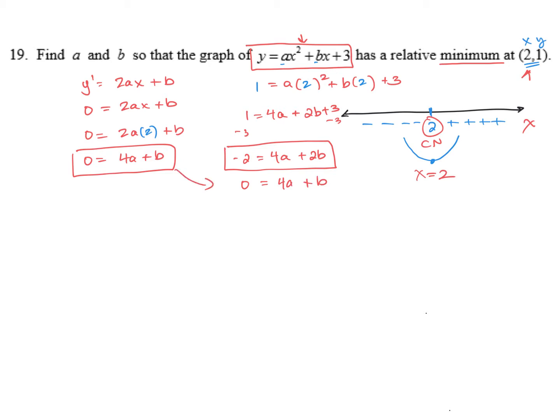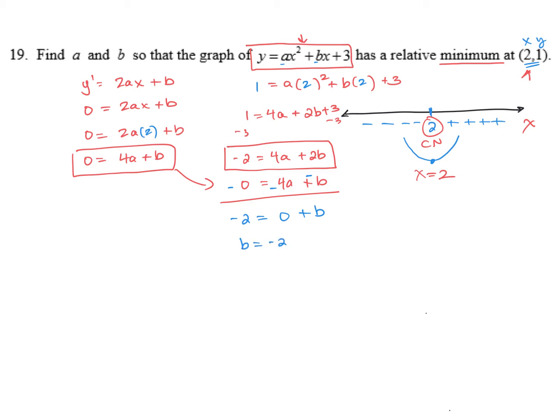Just going to use elimination. And I'm going to multiply this entire equation by negative 1. And that's going to give me negative 2 equals 0. And this is 2b minus b, which is plus b. So that tells us once I know b, I can plug it in and find a.